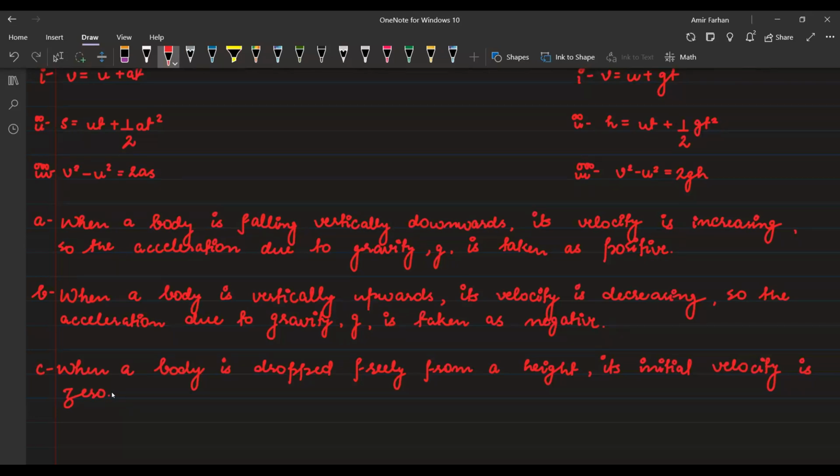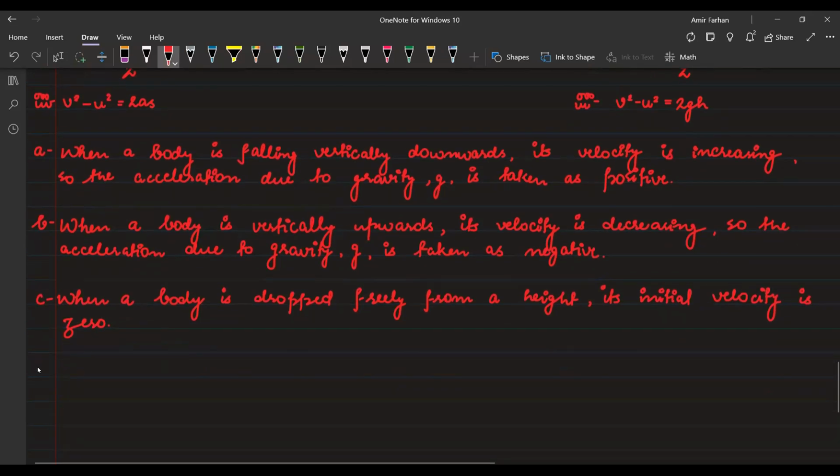There's no doubt so far to anyone, please do let me know. And when a body is thrown upwards, in that case, the final velocity will be 0, because that would be a deaccelerating motion, and the body will keep decreasing the velocity. So that's why at the maximum height, the final velocity of the body would be 0. Is that clear? Yes, sir.